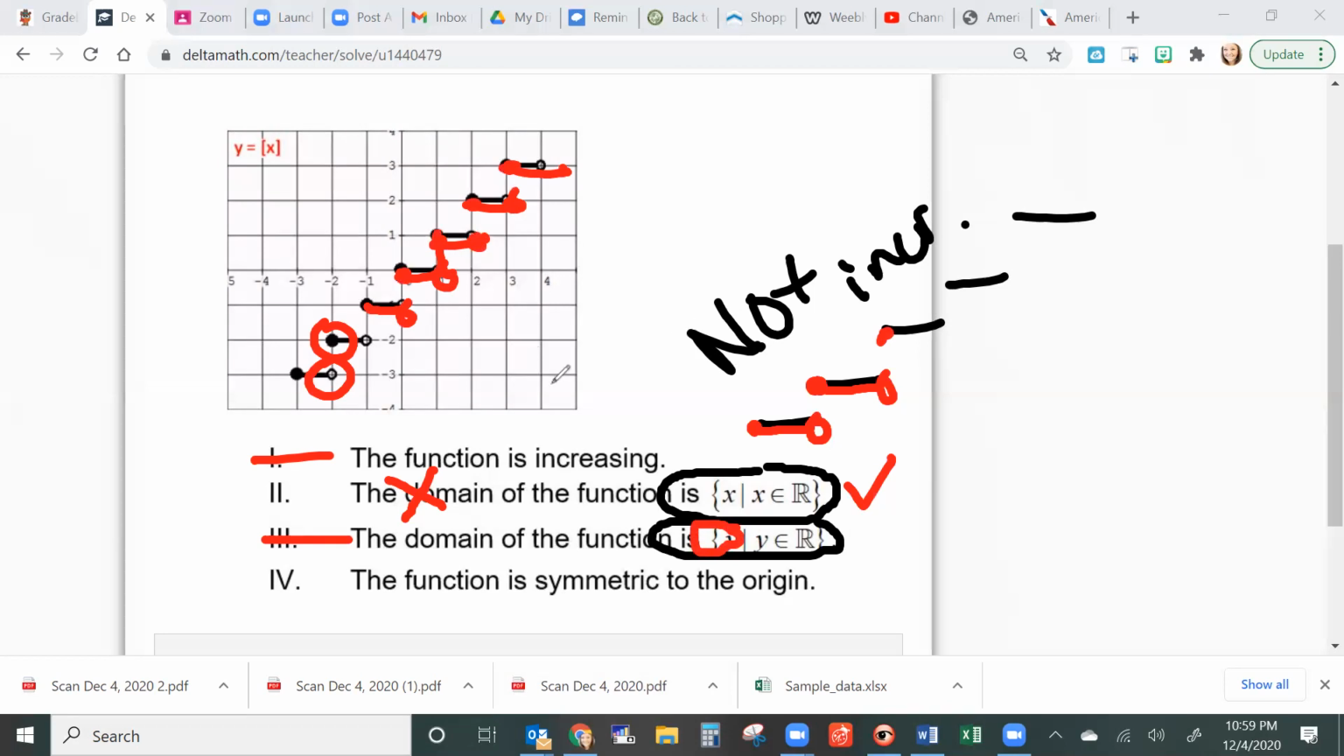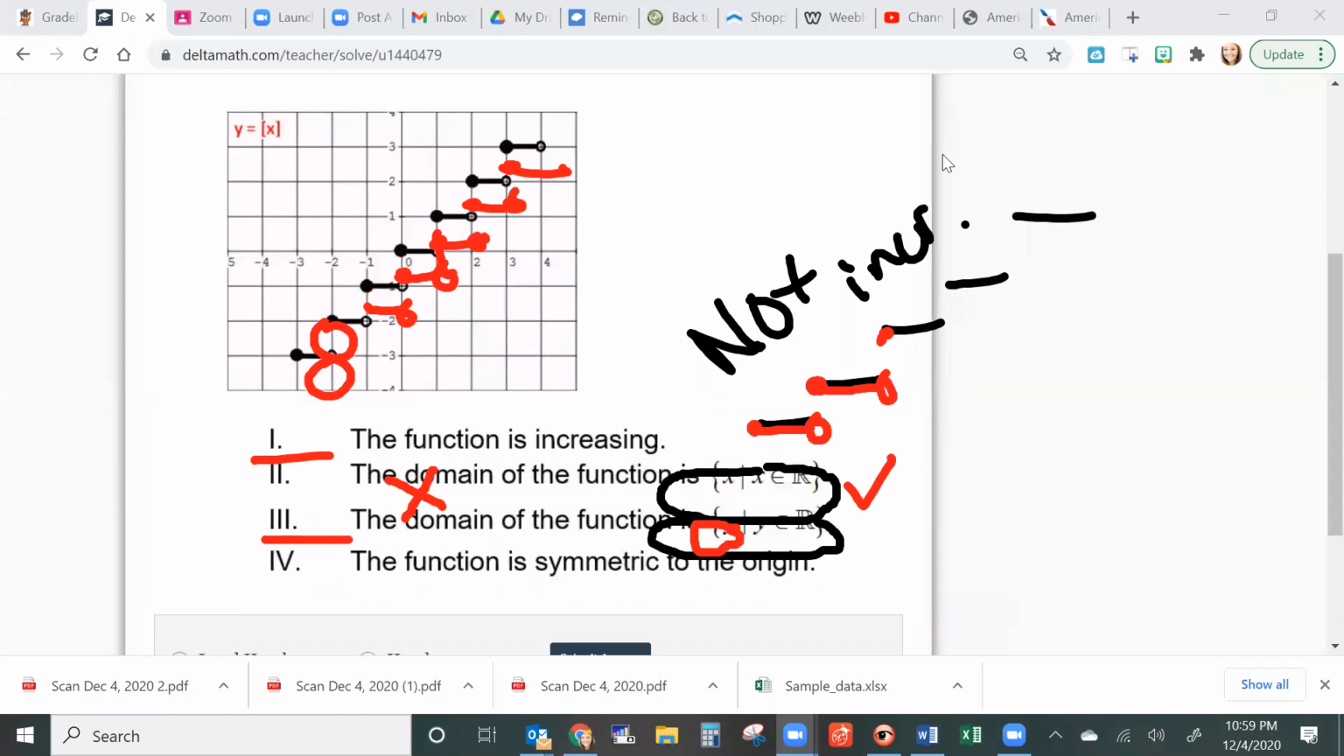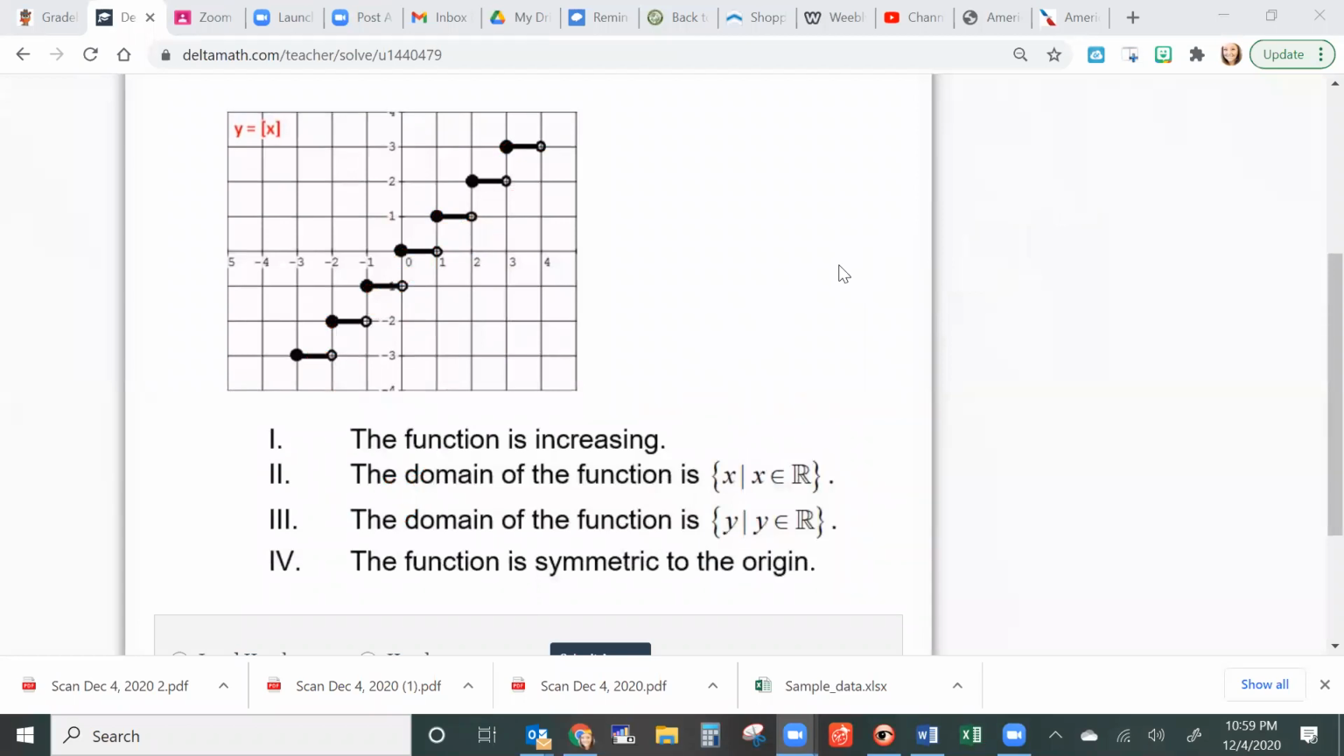Last one says that it is symmetric to the origin. Symmetric to the origin means that you could spin that function basically around and rotate it 180 degrees. So think about for a second if I were to do that. I think actually that would end up also being true. So symmetric to the origin basically means that if I take this dot right here and I spin it around 180 degrees, that would put me right here.